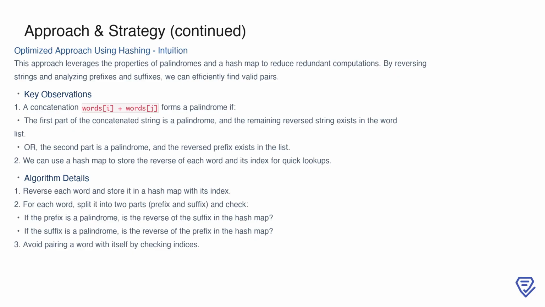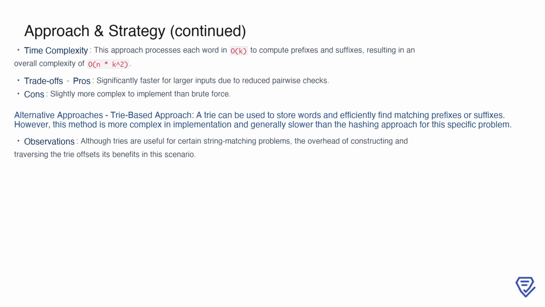Additionally, we ensure that a word is not paired with itself by comparing the indices. This approach strategically minimizes unnecessary checks while focusing only on valid palindrome pairs. The time complexity of this optimized approach is significantly improved compared to brute force.